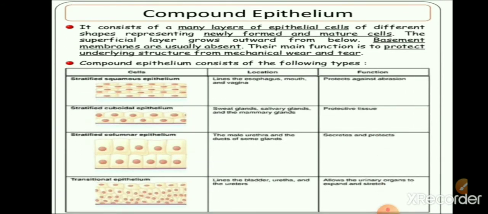Next we have compound epithelium. When we have many layers of epithelial cells, and these represent newly formed or mature cells, they are residing on a membrane, but not a basement membrane here. They are present over one another. So the main function of this tissue, as it is a lining tissue, is that it helps in protection from any wear and tear.